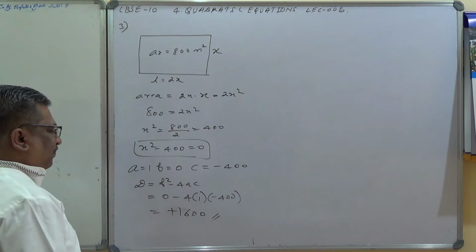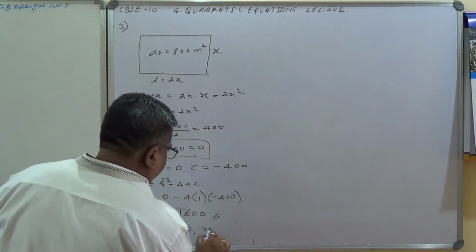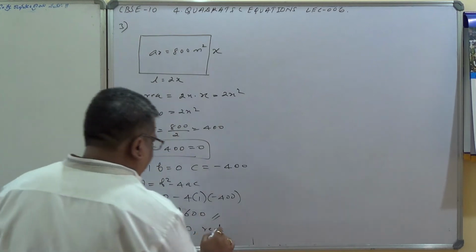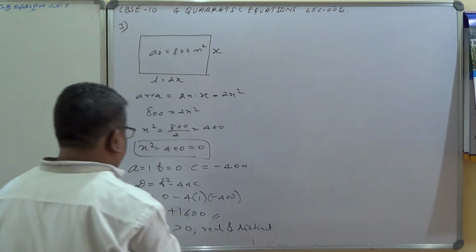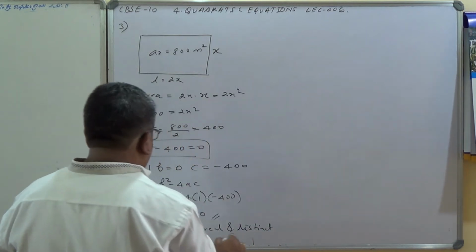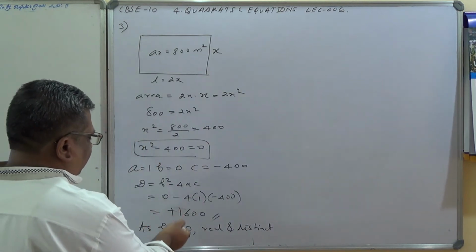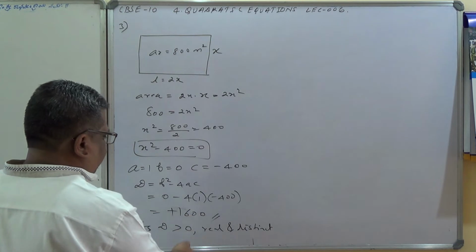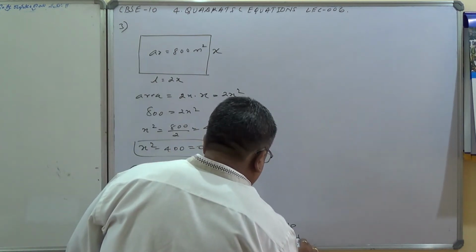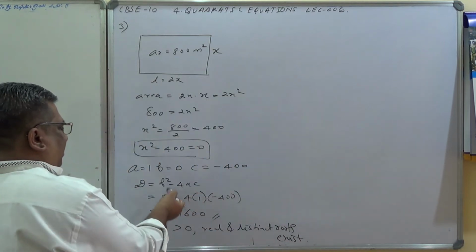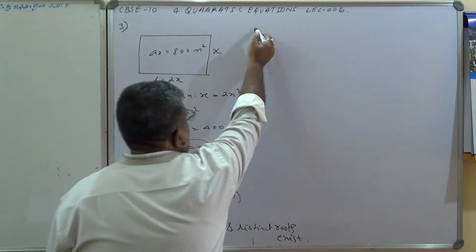Therefore, as D is greater than 0, real and distinct roots exist. D is 1600. Real and distinct roots exist. b square minus 4ac, b is 0, a is 1, c is minus 400. So let us find out now the roots.